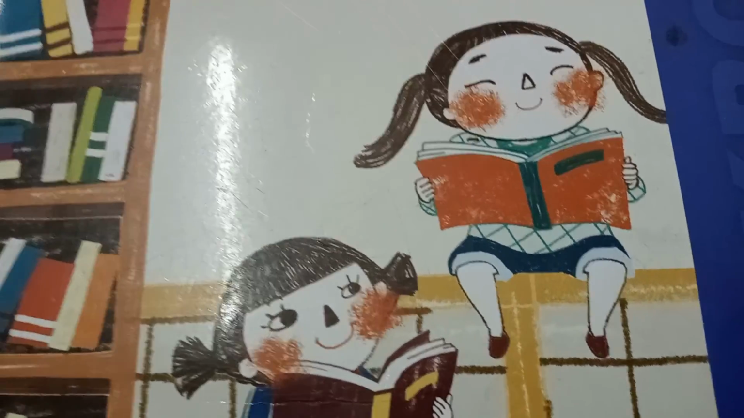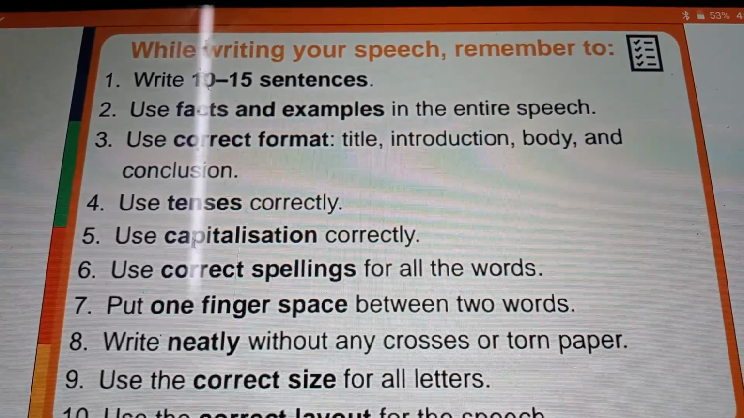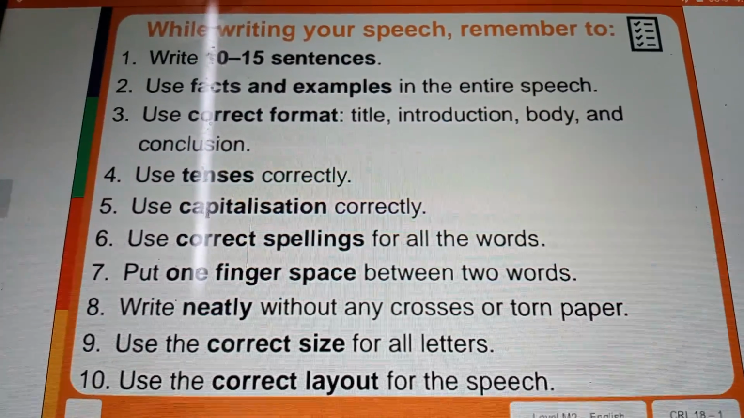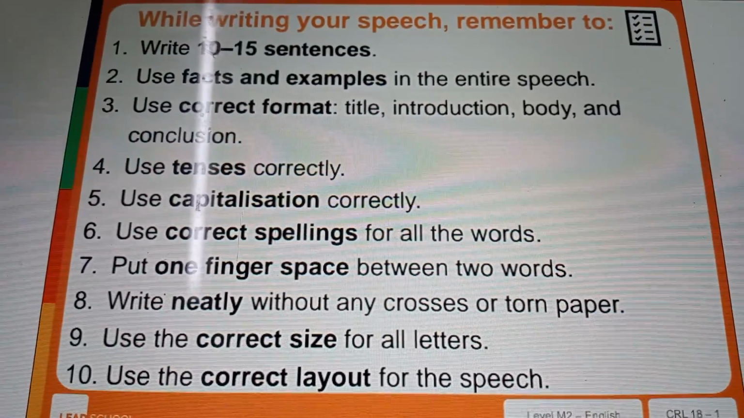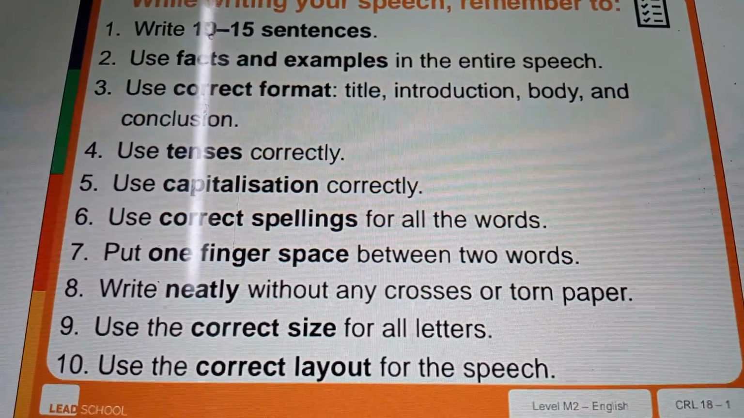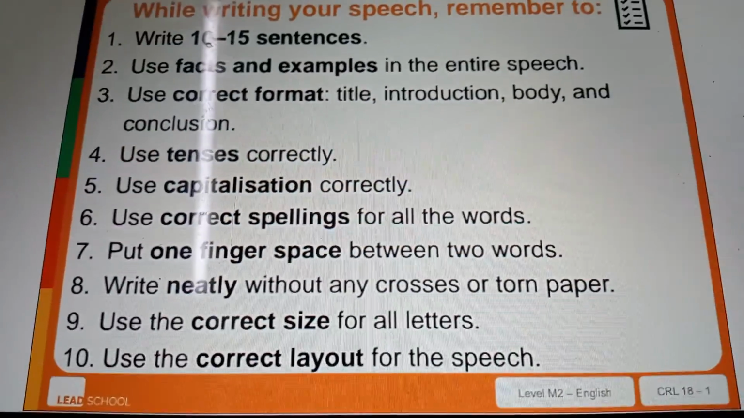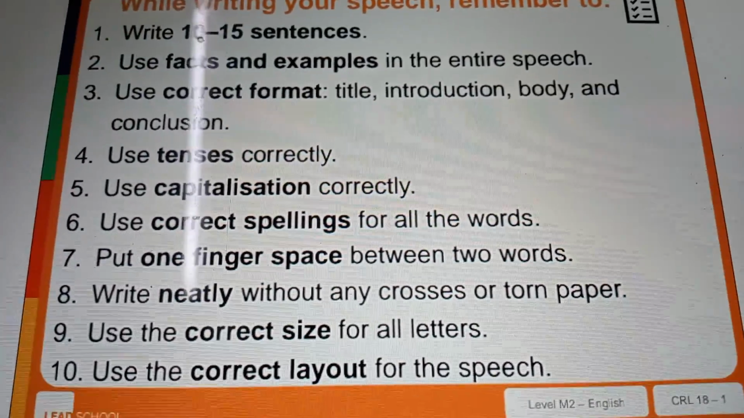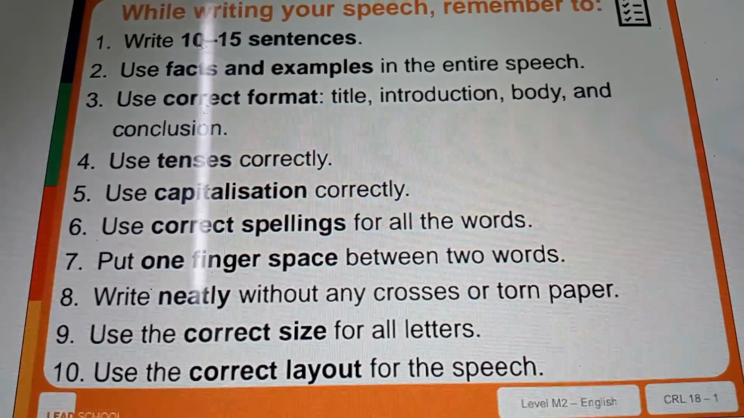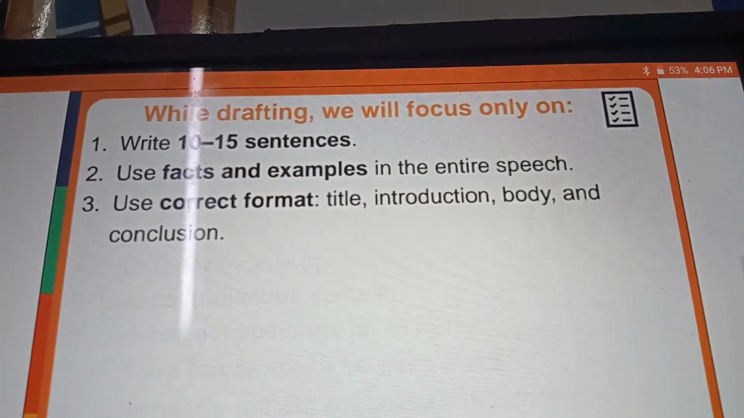See the checklist now. While writing your speech, remember to write 10 to 15 sentences. Use facts and examples in the entire speech. Use the correct format: title, introduction, body and conclusion. Use tenses correctly. Use capitalization correctly. Use correct spellings for all words. Put one finger space between two words. Write neatly without any crosses or torn paper. Use the correct size for all letters. Use the correct layout for the speech. We will focus on the first three.